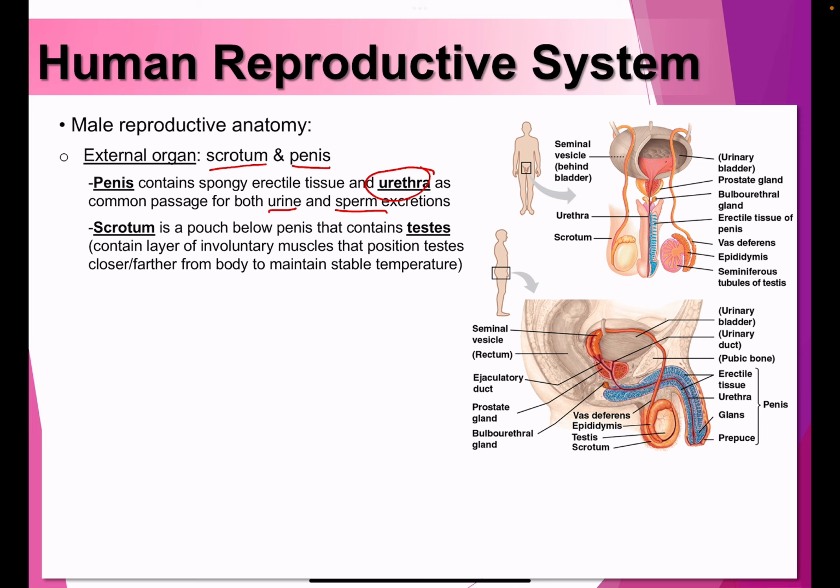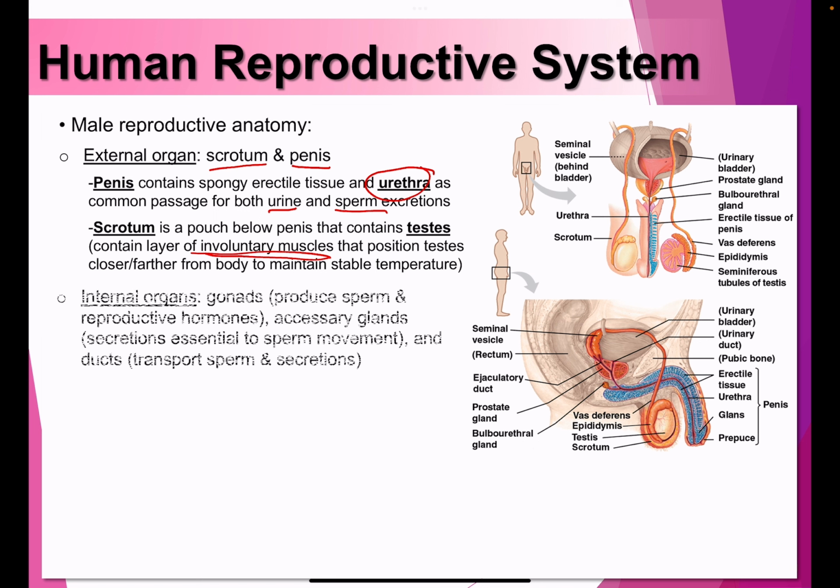It is very important for the scrotum to serve the role of maintaining a stable temperature of the testes. It actually contains some involuntary muscles that position the testes either closer or farther away from the body, because the testes have to be at a specific temperature in order to produce the optimal amount of sperm. If body temperature is increased or decreased by 1 or 2 degrees, sperm production may stop altogether. So that's why the scrotum is important.